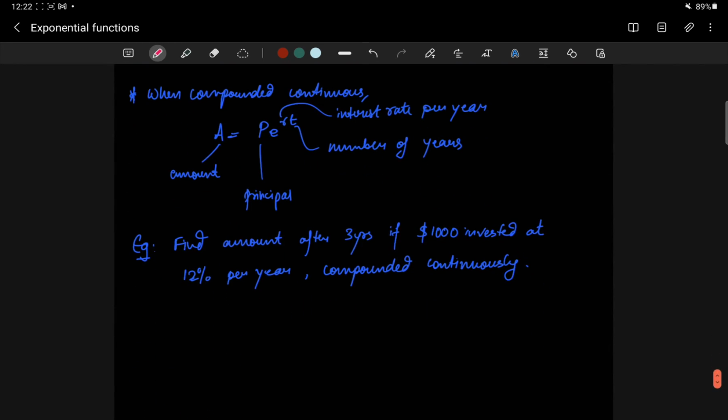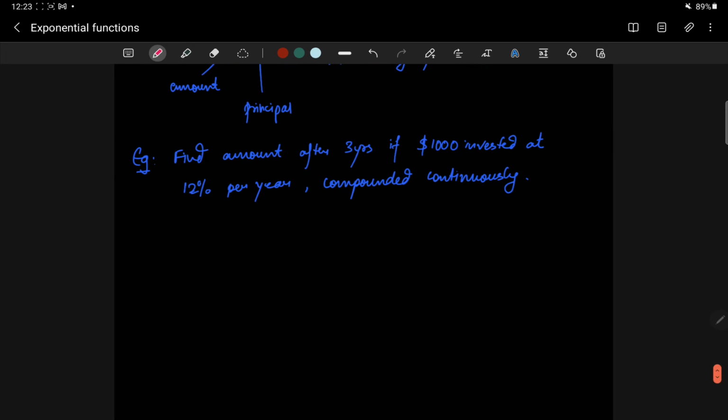Let's look at one last example. Usually, because we don't want to worry about different kinds of compounding, daily and monthly and all of that, and we also know that if we let n go to infinity, we get the number e, what is actually used in compound interest is continuous compounding. In that case, the amount just becomes principal P times e raised to the power rt, where r is the interest rate per year and t is the number of years.